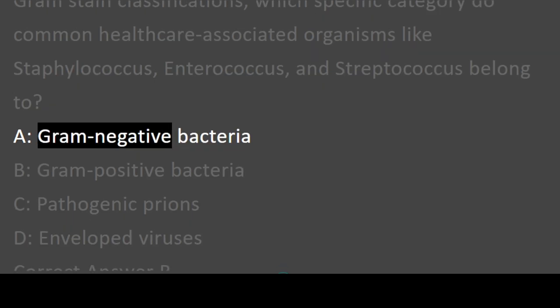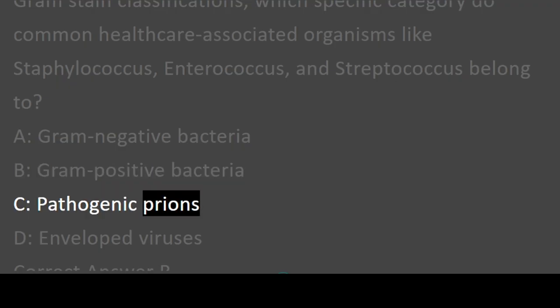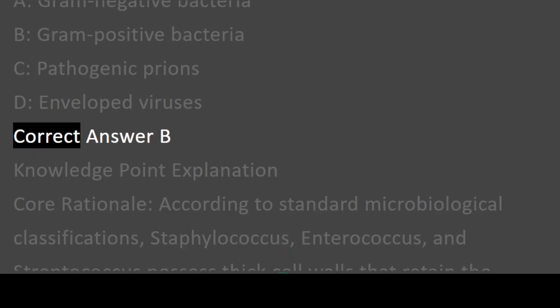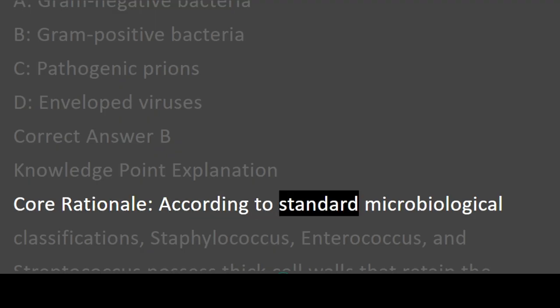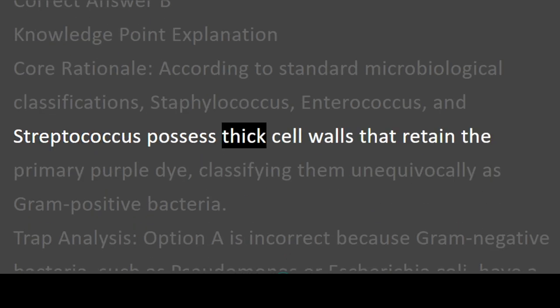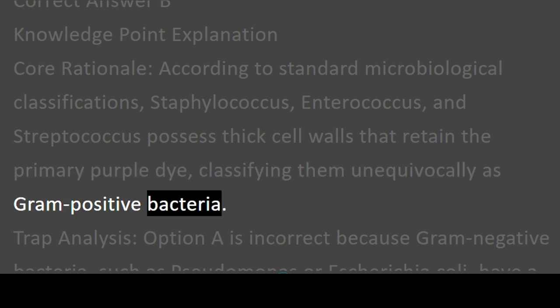A. Gram-negative bacteria. B. Gram-positive bacteria. C. Pathogenic prion. D. Enveloped viruses. Correct answer B. Knowledge point explanation. Core rationale. According to standard microbiological classifications, Staphylococcus, Enterococcus, and Streptococcus possess thick cell walls that retain the primary purple dye, classifying them unequivocally as gram-positive bacteria.